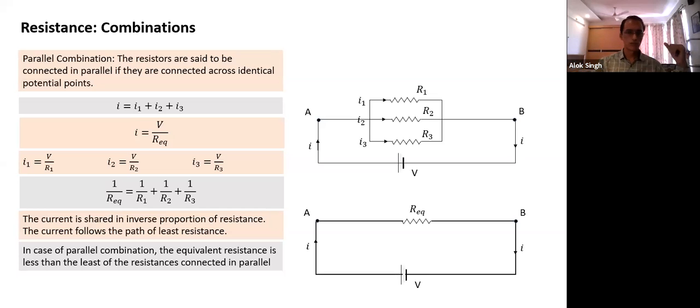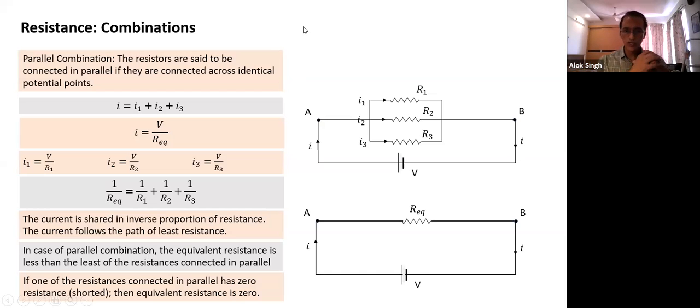So what happens if one of the resistors connected in parallel has 0 resistance? Suppose I say here, if R1 is 0, what is the equivalent resistance between A and B? If you put R1 equal to 0, this whole term becomes infinity, or R equivalent becomes 0. So whenever a number of resistances are connected in parallel, if one of the resistances is 0, or if the resistances are shorted, the equivalent resistance drops to 0.